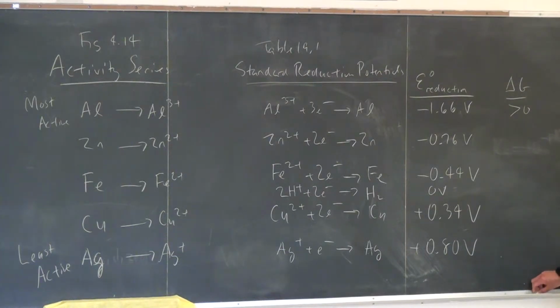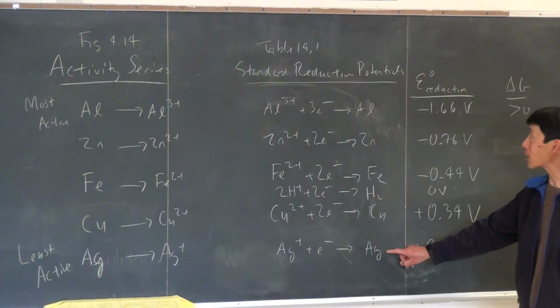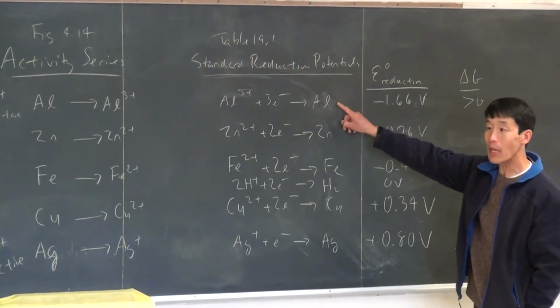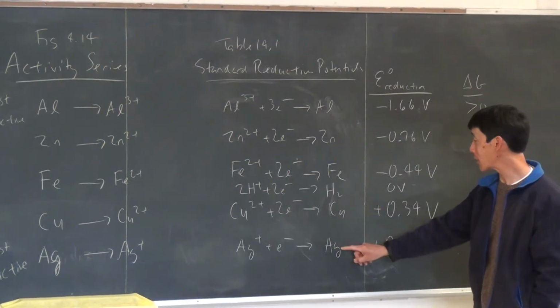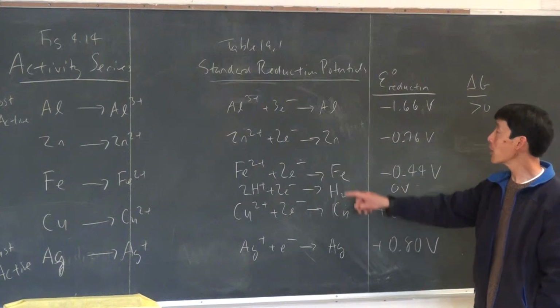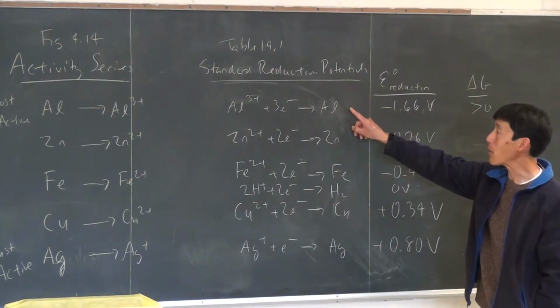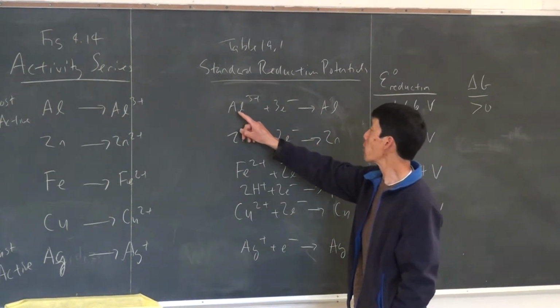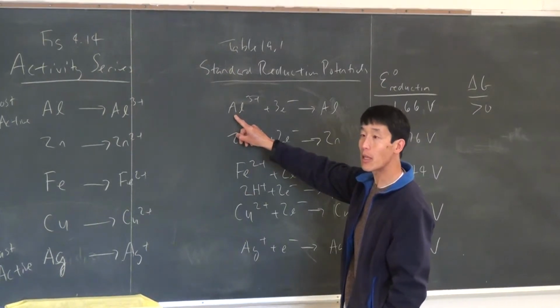So when you look at this table, note that silver is actually at the top of the table. Aluminum is near the bottom of the table. So silver is the least active metal of these 5. Aluminum is the most active metal, which means that aluminum 3+, is this going to be the worst oxidizing agent or best oxidizing agent?